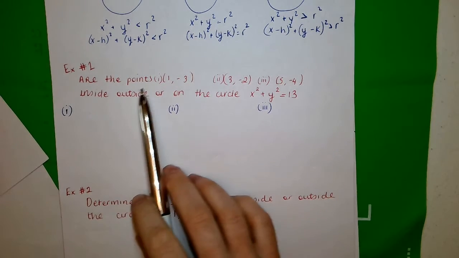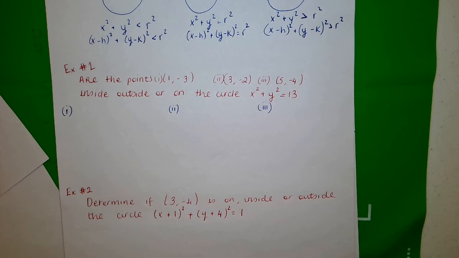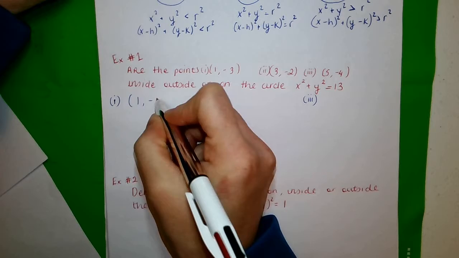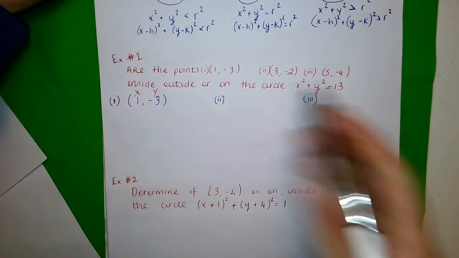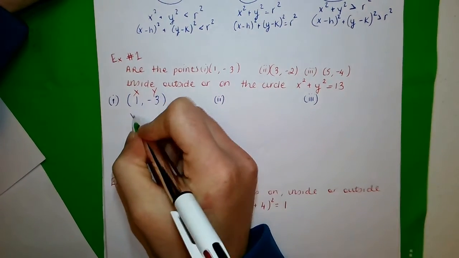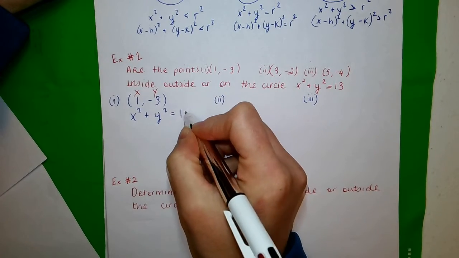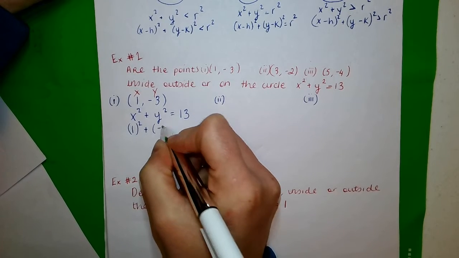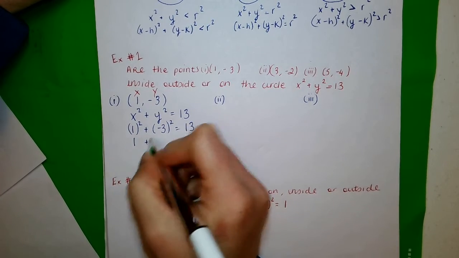It says here, are the points (1, -3), (3, -2), and (5, -4) inside, outside, or on the circle x squared plus y squared equals 13. So all we're going to do is take the first point (1, -3) and label it x and y, and once we've done that we're going to sub it into the equation of the circle. The equation of the circle is x squared plus y squared equals 13. Everywhere we have an x we're going to put 1, and everywhere we have a y we're going to put -3. So 1 squared is 1 and -3 squared is 9.